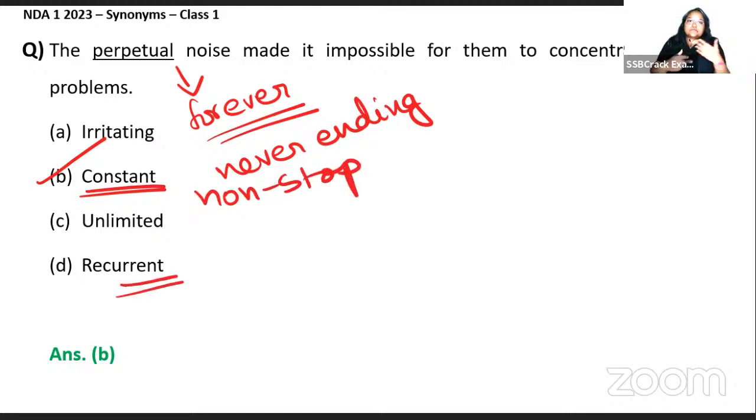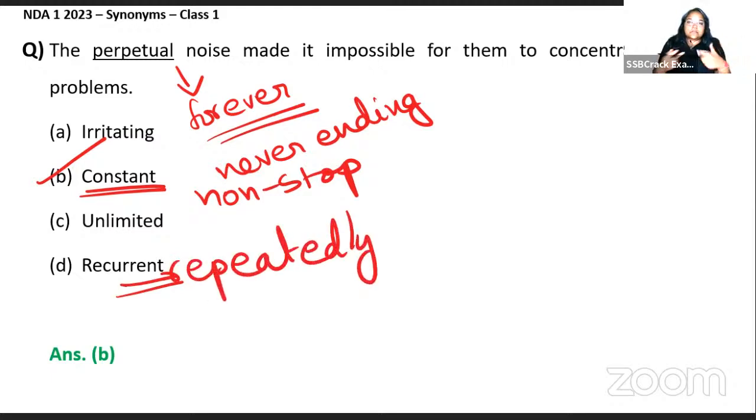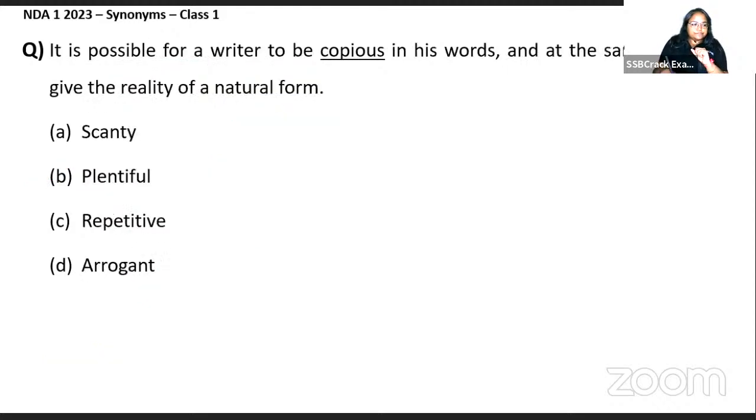Recurrent is not it. Recurrent means something that repeats again and again, repeated you can say. It can repeat after 2 steps, or after 10 steps. Every 3 times also it can repeat. The noise can repeat every 3 times, or after every 3 seconds. But perpetual noise means it keeps happening without stopping, non-stop. So constant will be our correct answer. So option B will be the correct answer. Right? Chalo, next one.